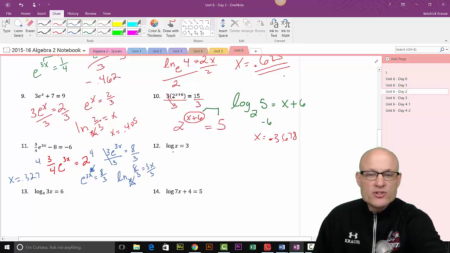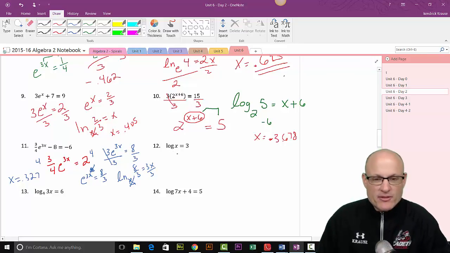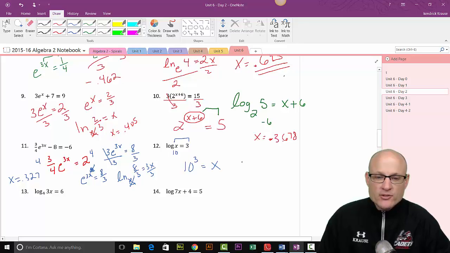But wait. Notice the base is missing. Remember, if the base is missing, there's really a 10 here. So we have a log function. We're going to change the form. So we go 10, and then these two things change place. 10 cubed is equal to x. So x is equal to 1,000.